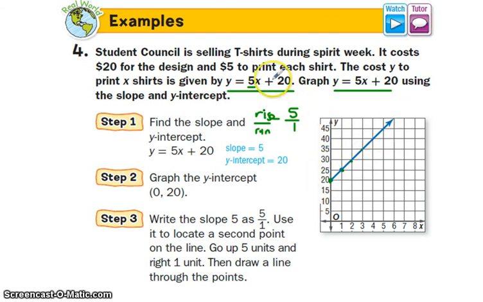Okay, so your first point will always be the y-intercept. When we were doing direct variation last lesson, it was 0, 0. But now we have a y-intercept. And then use your slope to get your next couple of points.